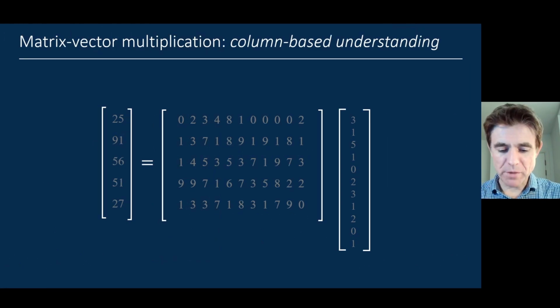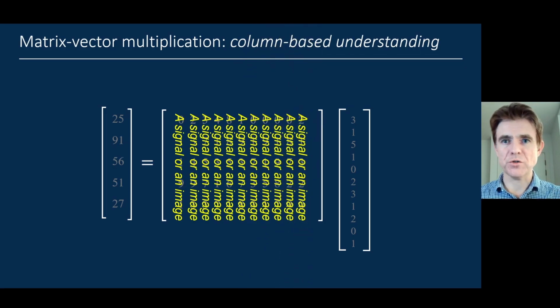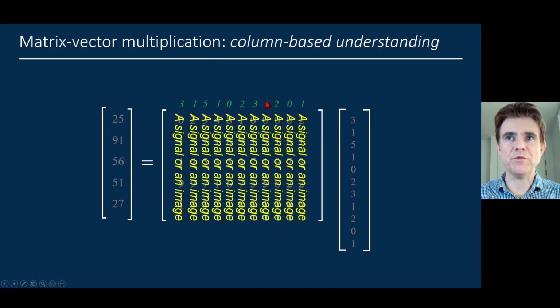Right, so I hope that's cemented a bit of understanding of the row times input vector, scalar product, row-based understanding of matrix vector multiplication. I also now want to touch on the column-based understanding. Again, remember the columns of any matrix can be regarded as signals, images, discrete functions. Here I'm showing what happens when we consider a column-based understanding of matrix vector multiplication. We've got input vector x here with values 3, 1, 5, just arbitrary example values. Remember, there are as many values here as there are columns in the matrix A. That has to be the case for the matrix vector multiplication to be valid.